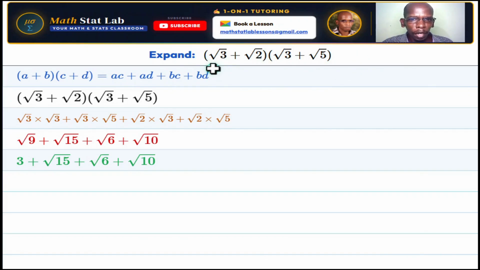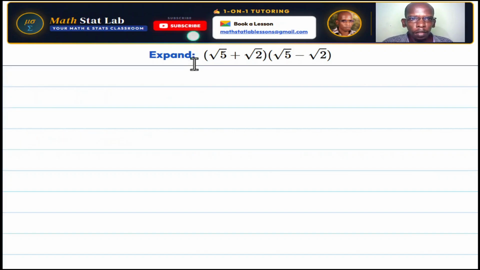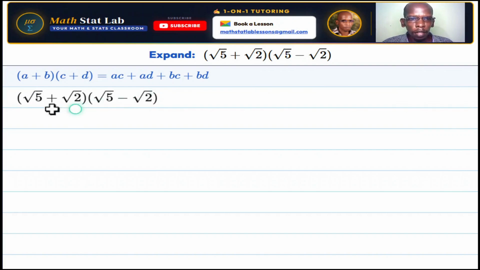Can we try another example? So in this question 2, we are told to expand the root of 5 plus the root of 2 in the first bracket, then the root of 5 minus the root of 2 in the second set of brackets. The first thing, of course, we need to state the rule, the commutative rule. But next, I just repeated the question as it is here. Then from there, of course, you open the brackets first.